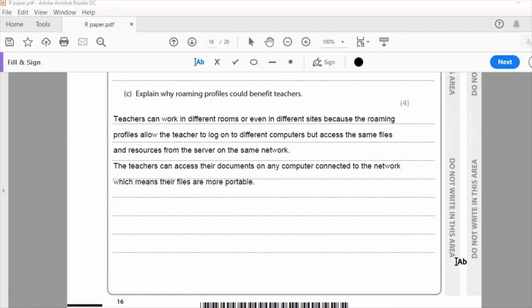So here's my answer to this. Teachers can work in different rooms or even different sites because the roaming profiles allow teachers to log on different computers but access the same files and resources from the server on the same network. Teachers can access a document on any computer connected to the same network, which means the files are more portable. So they can move anywhere they want in the building and still access the files, still print their stuff off, still access everything because of roaming profiles.